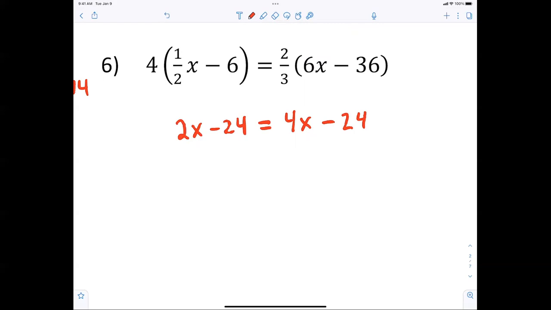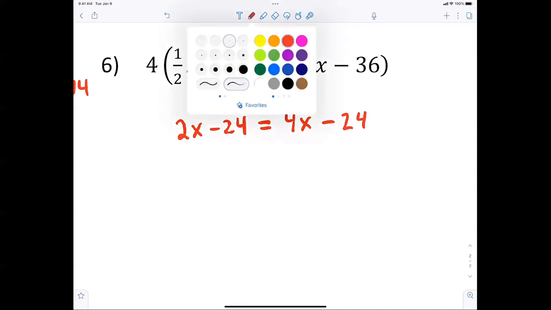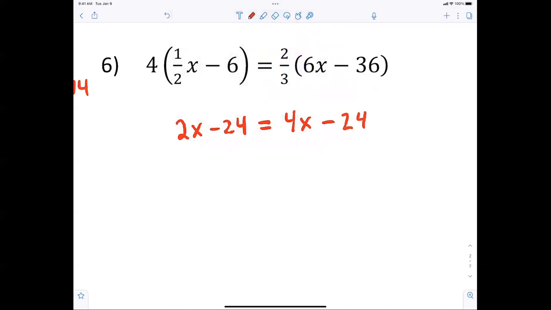Listen to what she's saying. We want to keep the variable positive. So instead of moving the 4x, we're just going to move the 2x. Thank you. That was very good, Sophia. Tell me what to do. Good. And then what?